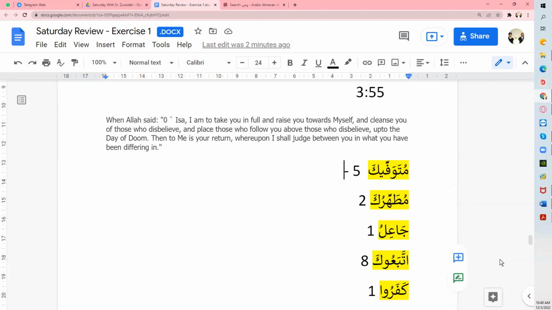So now, the first word, what type of word is this? Is this isim fa'il, maf'ul, or mudari', madi? This is maf'ul. Why do you say that? Give your reasons. Because there is meem in the front. And the E sound, right? Everybody agree? Anybody want to say no?